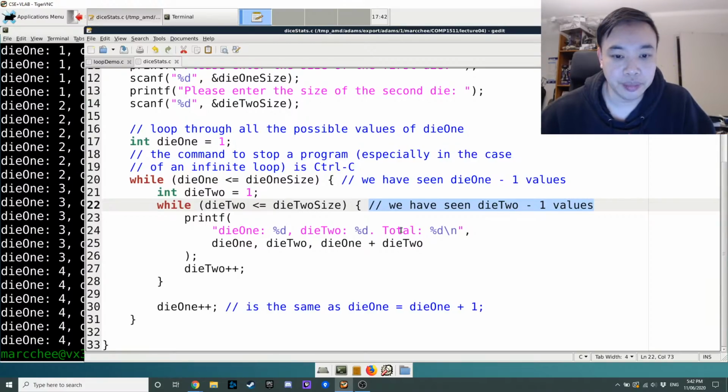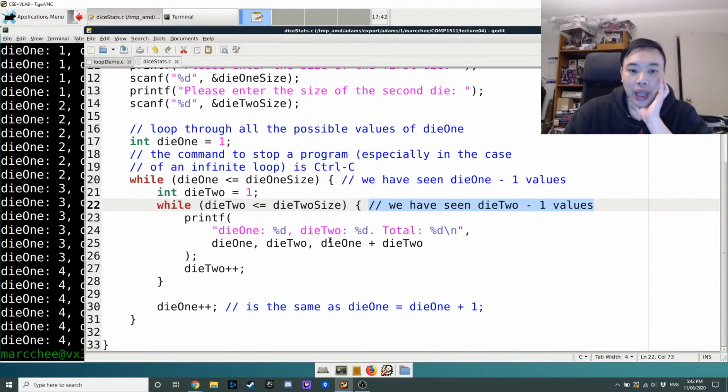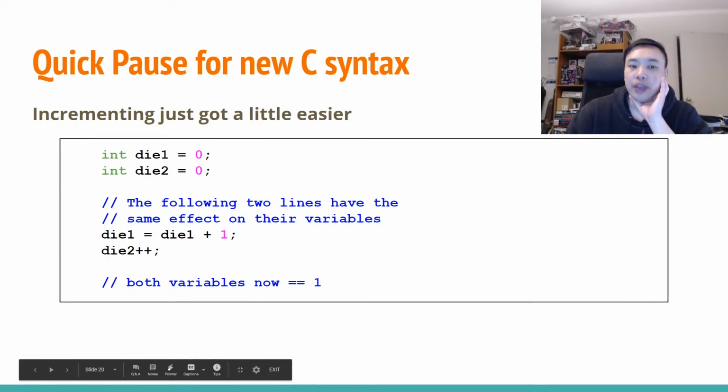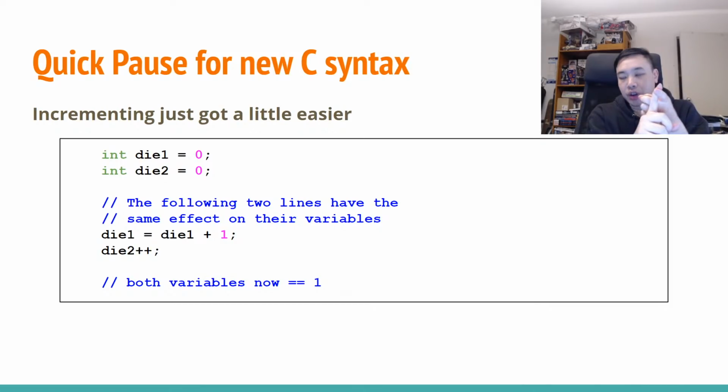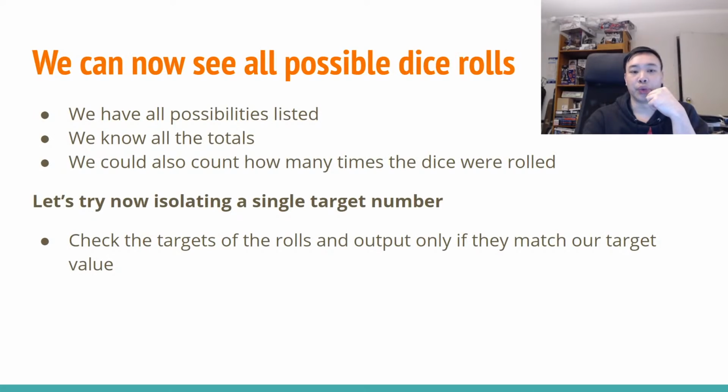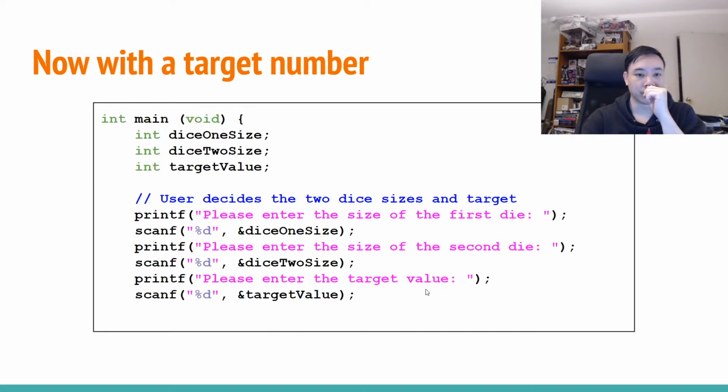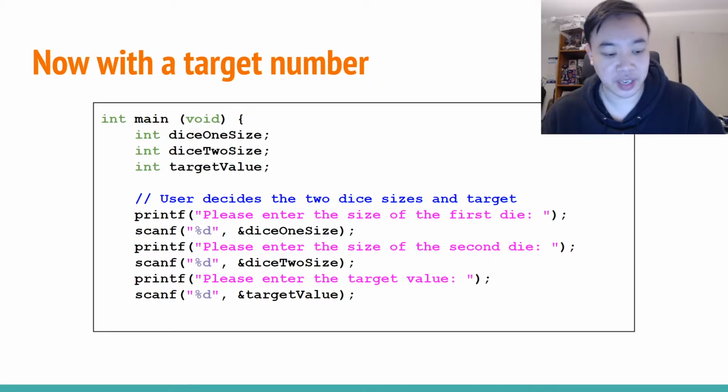Okay, so I now have all of the totals. What was I going to do next? I think my final goal was I want to know what the odds are of rolling a particular number. So what I want to do now is check these totals against a different number. We can see all the possible die rolls, and the totals listed. If we wanted to, we could count how many times the dice were rolled. But let's look at isolating a number. Actually, we are going to count that as well, but I don't know if we'll do it right now. We're now going to try a target number, and see how many things match that target number.